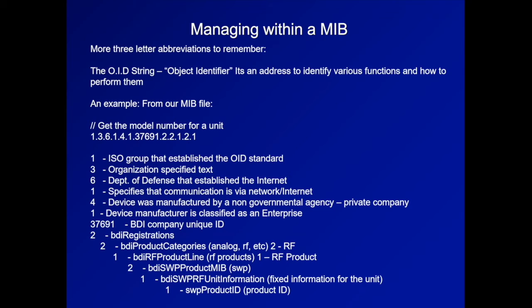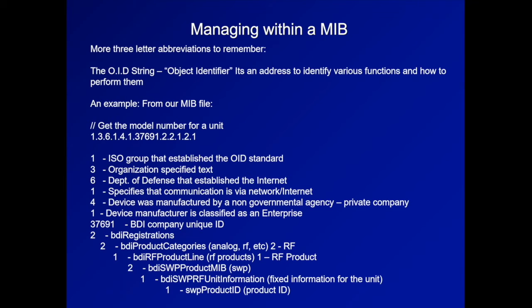In other words, you have your 1.3.6.1.4.1. Well, these are the listings of why they are basically all the same. 1 defines it as an ISO group that established the OID standard. 3 is the organization specified text. The 6 means the Department of Defense got themselves involved because they established the internet, much to the chagrin of Al Gore, who thought he did. The 1 specifies that its communication is via network or internet.